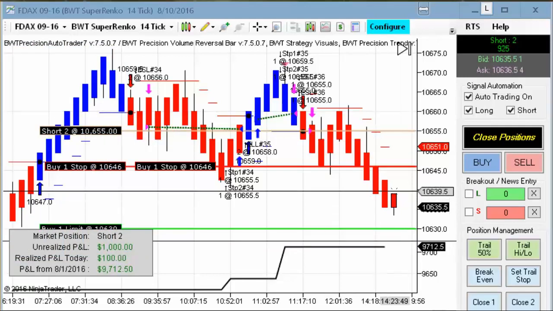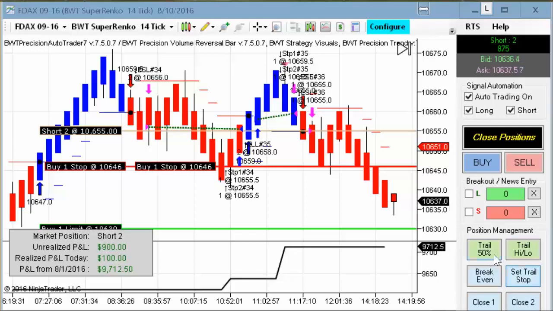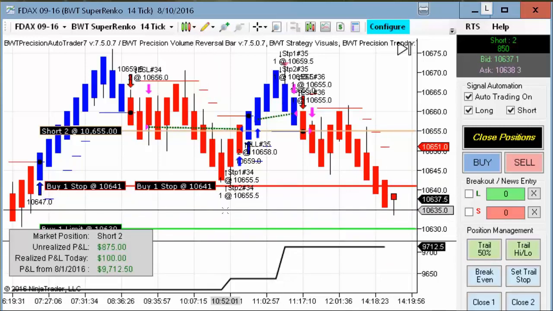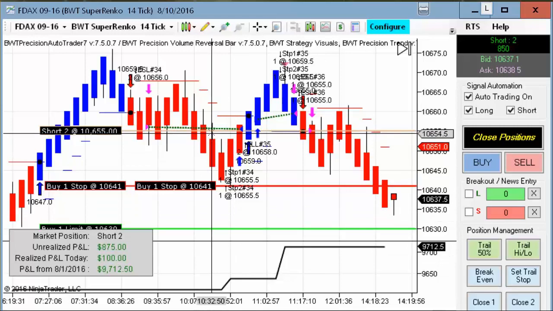So anyway, this is the live trade, and what I'm actually going to do is tighten up the stop here, just to show you how easy that is. And I don't care if I get stopped out here. It's going to be a good profit on this chart for the day.